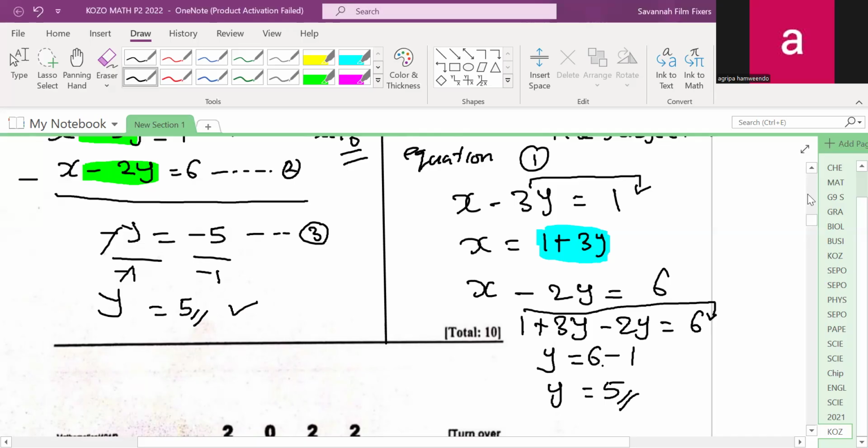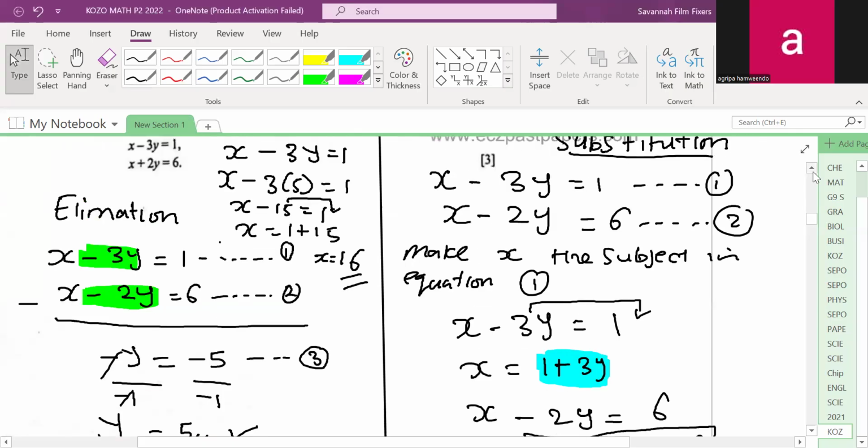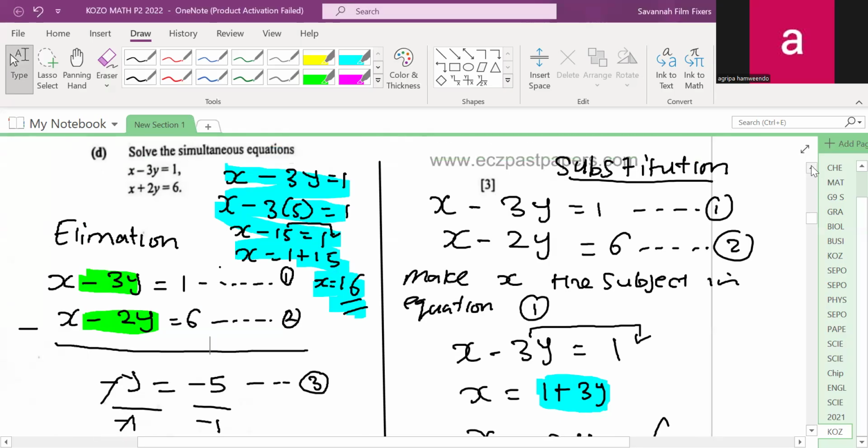So now that you know what y is, you can go back and substitute, you can even use this one, it's okay. We can substitute back in any of these equations. If you plug in y is equals to 5 here, you will get back the same answer. It's like what we did here. Y was 5, right? Yes. You still get the same process and you're going to get x as 16. So this is how you solve simultaneous equations, by elimination method and by substitution method.